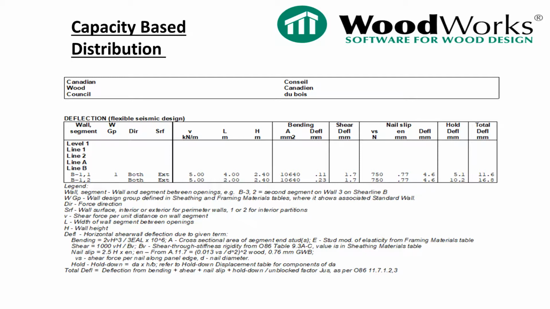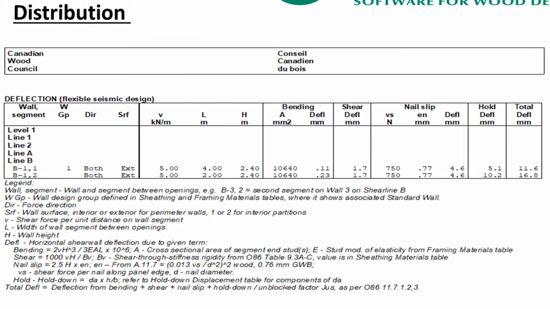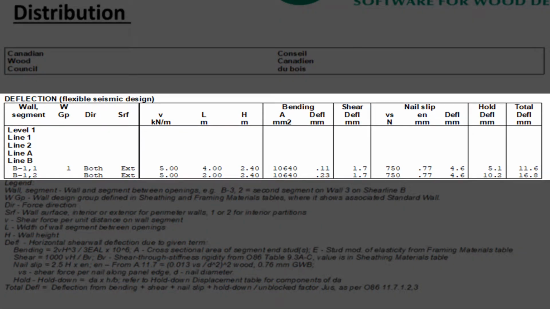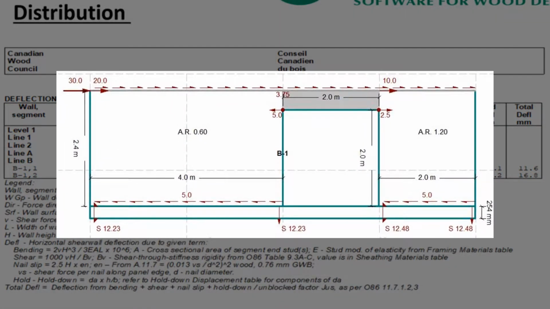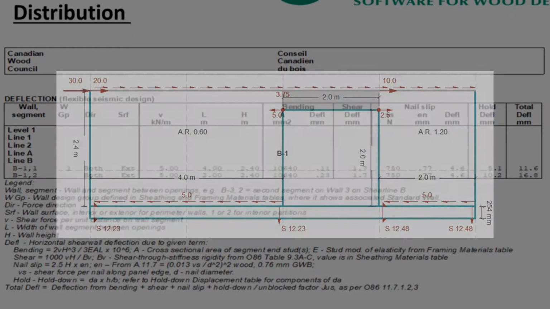Intuitively, the two segments would deflect the same amount since the panels are all connected together with the same top plates. However, since the capacity distribution approach is an approximation, theoretically the deflections are not necessarily going to be equal. If we take a look at the deflection results, we can see that indeed the total deflection is not the same along the two wall segments. This is because the total deflection on each segment is calculated based on its respective shear force distributed to it.